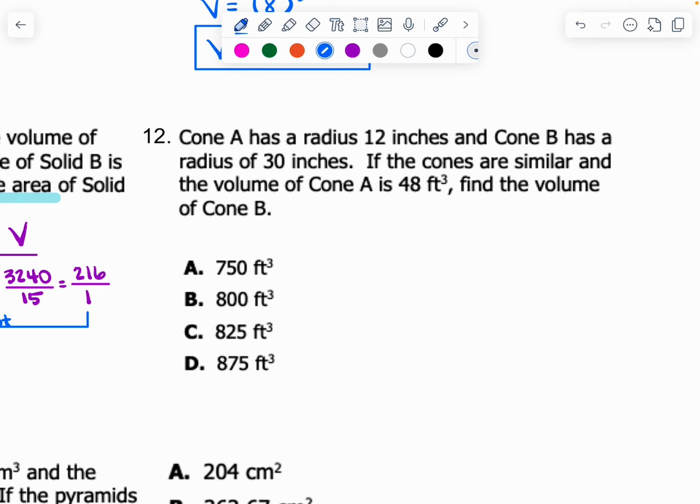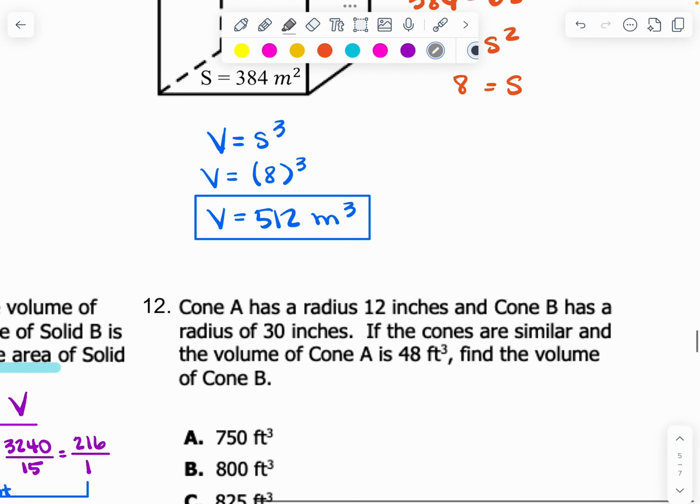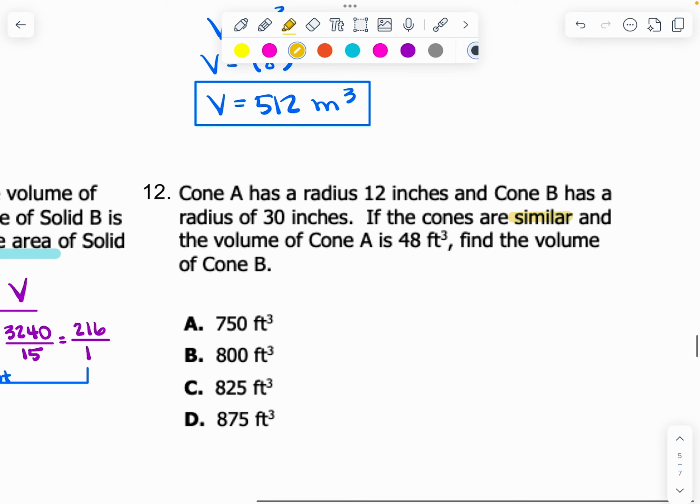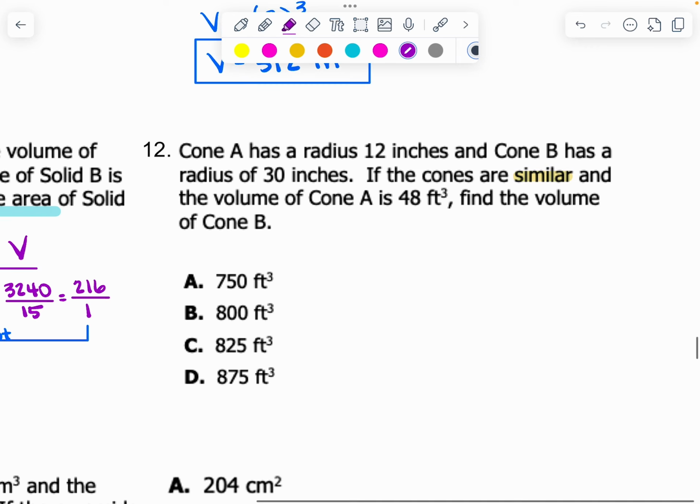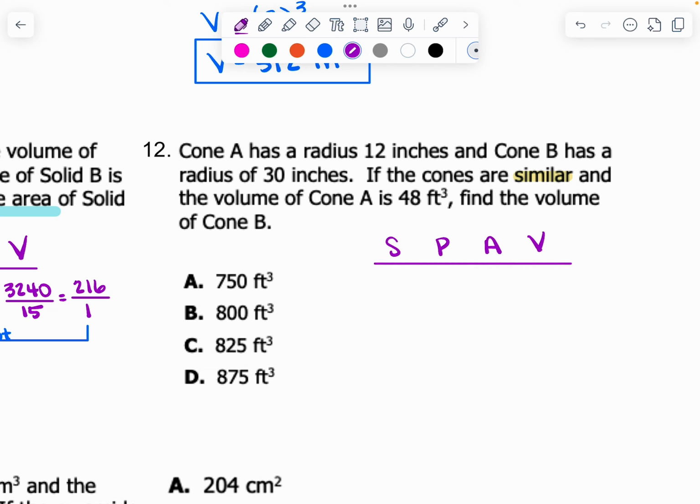All right, hopping over to number 12. So cone A has a radius of 12 and cone B has a radius of 36. If the cones are, keyword, similar. All right, so as soon as I see that, you know I'm making a SPOV chart.